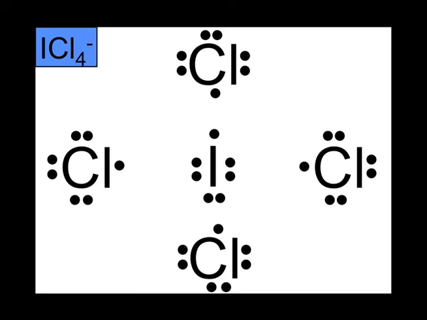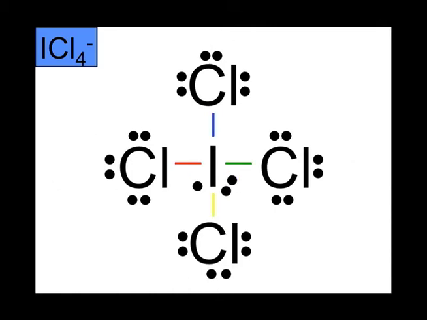This works for polyatomic ions too, like ICl4-. Once again, let's place all the atoms with their valence electrons. Iodine can provide one of its electrons to each bond with chlorine, leaving 1 lone pair and 1 lone electron on iodine once they are all connected.